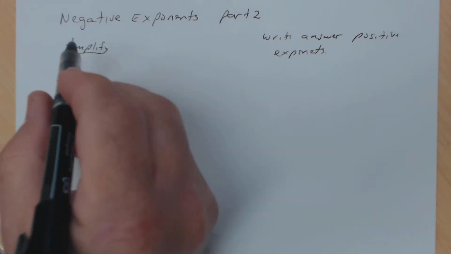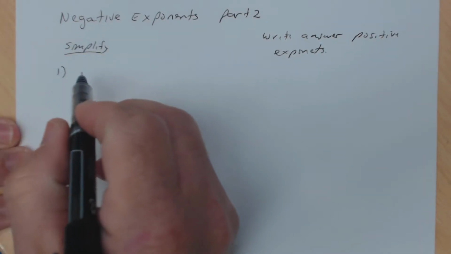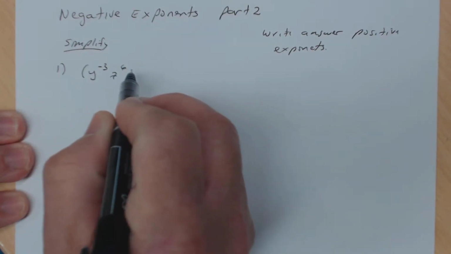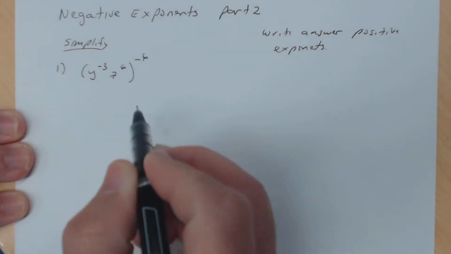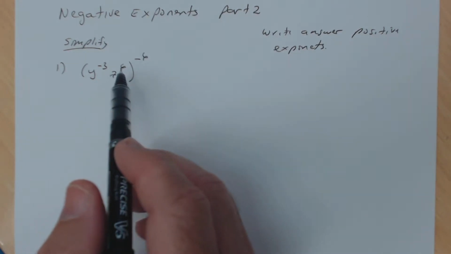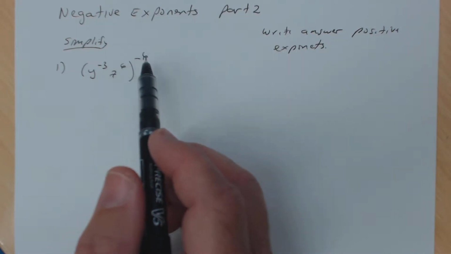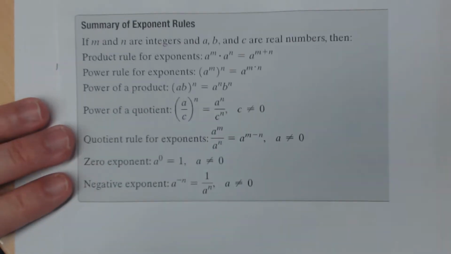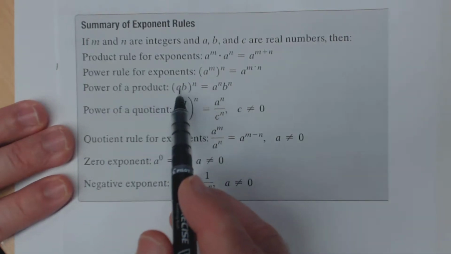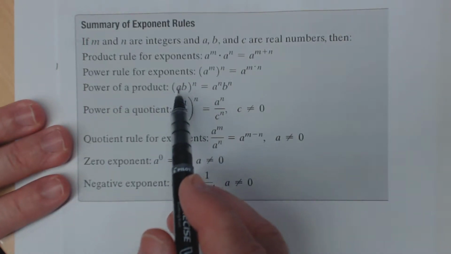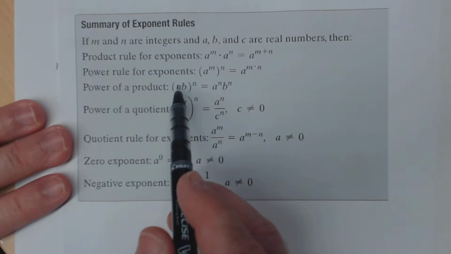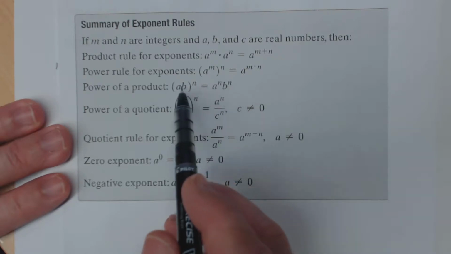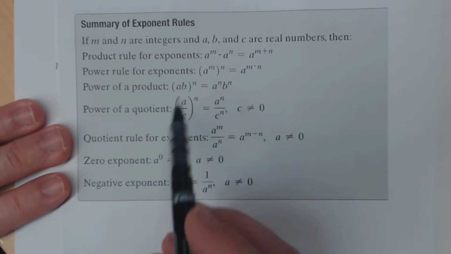Okay, so number one, we have y to the negative third times z to the 6 raised to the negative 6 power. Notice that first of all, we're going to use the power of a product. That's this property right here, which says that for each factor that's in the base, you're going to raise it to that power. So you'll have a to the n, b to the n.